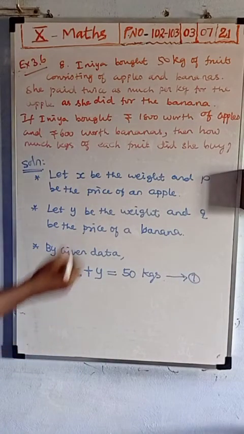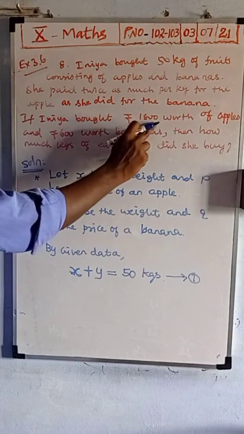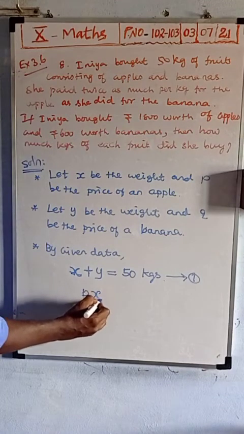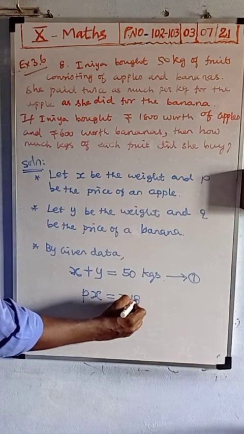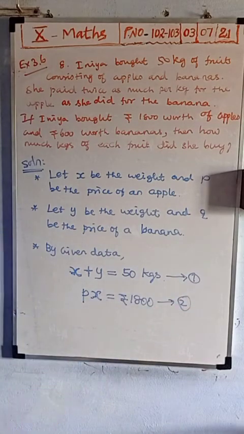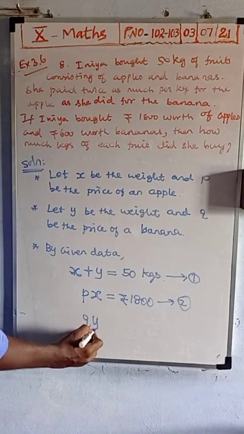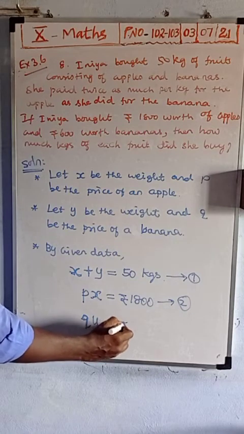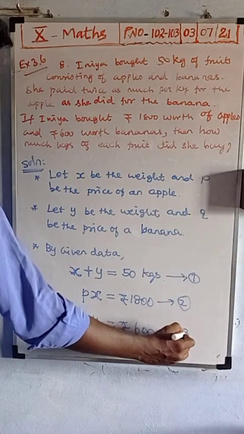Okay, next the price. She bought rupees 1800 worth of apples. So price of an apple, total weight price, is px equal to rupees 1800. This is equation 2. Next, qy, the total price of bananas, is equal to rupees 600. Okay, this is equation 3.